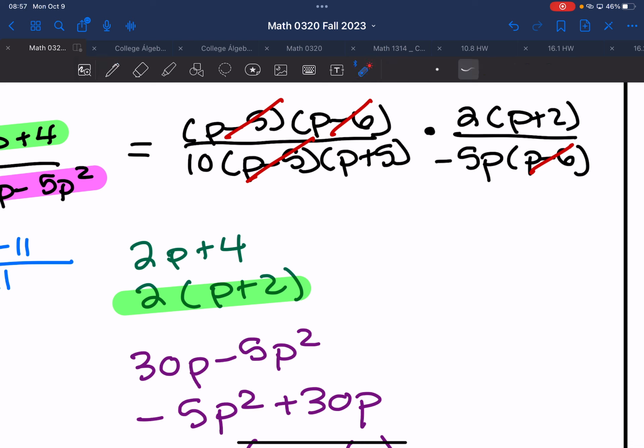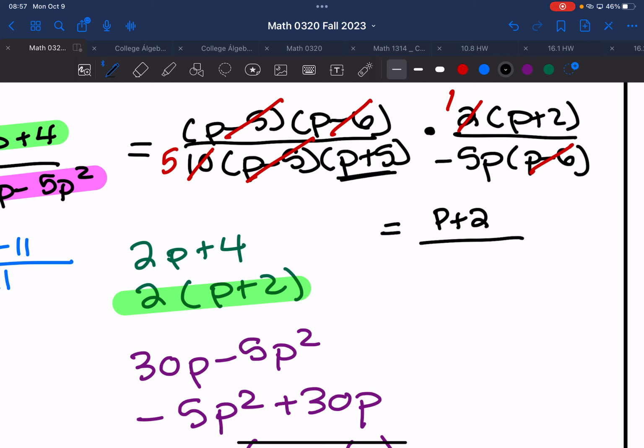So remember, we're looking at this diagonal now. Anything we can cancel on this diagonal? The 2 and 10. So the 2 becomes a 1 and the 10 becomes a 5. So now that I have everything reduced, what do I have left on the top, the numerator, if I multiply across? P plus 2. And then what about the bottom? But remember, I still have this p plus 5 too.